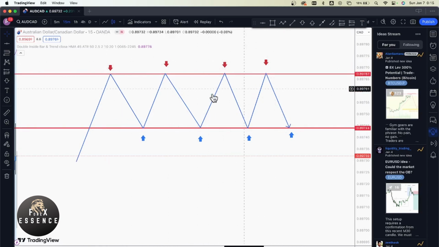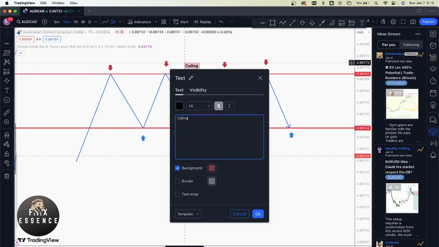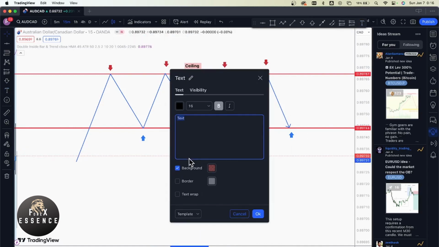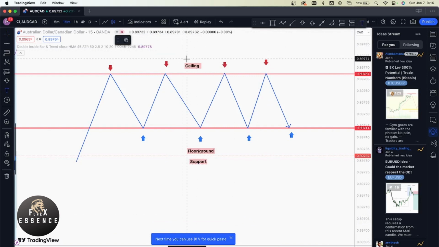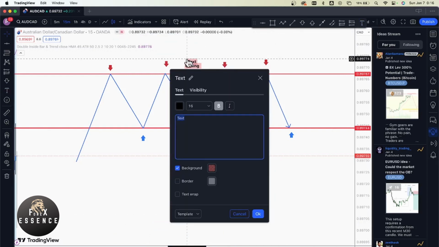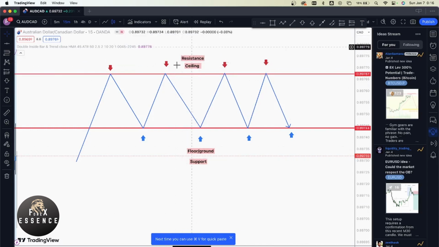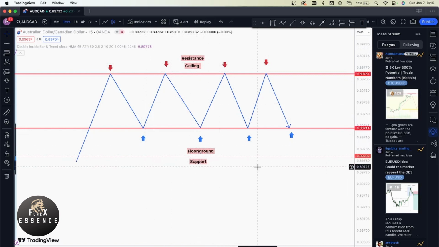So this is your ceiling. I hope I get that spelling right. Like that. I hope that's correct. And then this will be your floor. So this will be your support. And then the ceiling will be found as the resistance. The ceiling will be the resistance, so this is found at the top. So there you are. You have your resistance levels, and then you have your support levels. Support levels are found at the bottom, and resistance levels are found at the top.